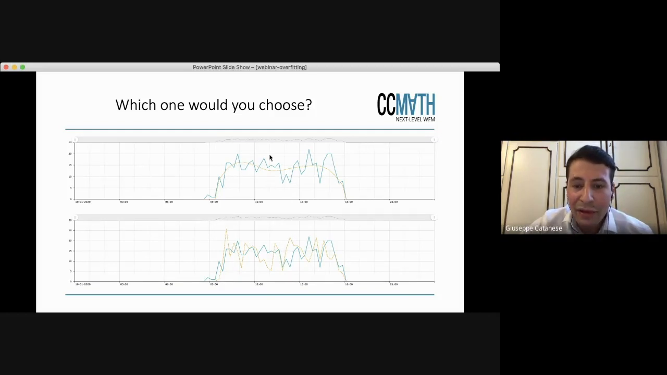What was the aim of doing all of this? The aim was to make a forecast. We wanted to forecast the number of calls that the call center would receive at that day. So now the question is, you see these two graphs, they represent two different models. I want to ask you, which of them would you choose? The first or the second? Which of the two do you think is a better model?